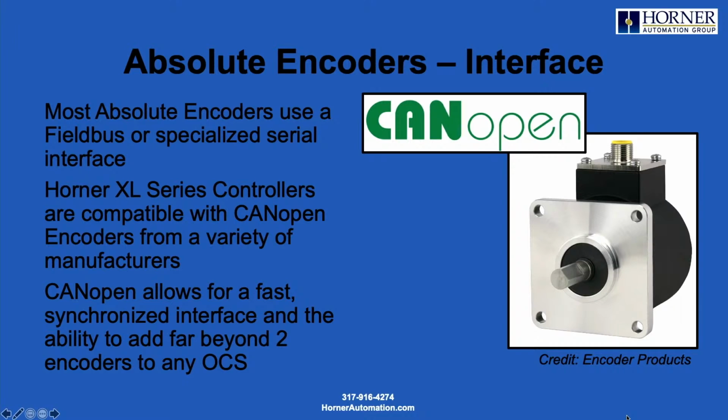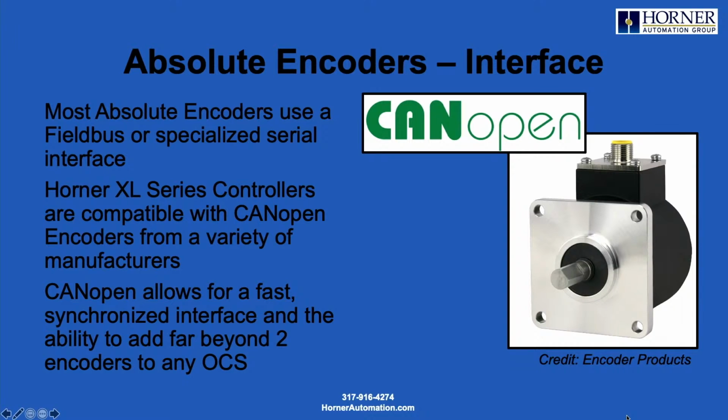And the fact that the OCS doesn't get it all simultaneously on the return isn't that big a deal because all the positions were captured simultaneously with that sync pulse. And the speed can be really pretty fast. You can be talking a few milliseconds here in terms of getting this information back. So CANopen's a great option for absolute encoders. There's other options as well, but that's one I wanted to specifically mention because we've got pretty good experience with that.